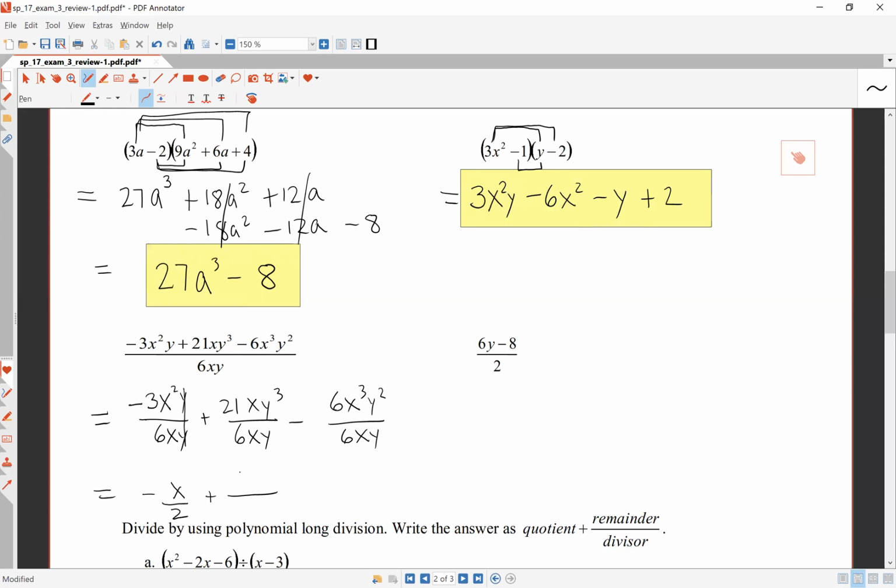Twenty-one over 6. 3 goes into 21 7 times, and 3 goes into 6 twice. The x's cancel, and y cubed over y is y squared. Minus, the 6's cancel. X cubed over x is x squared, and y squared over y is y.